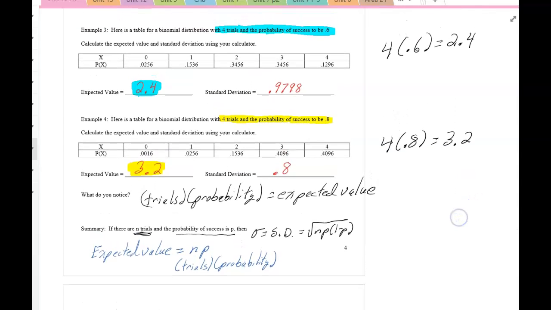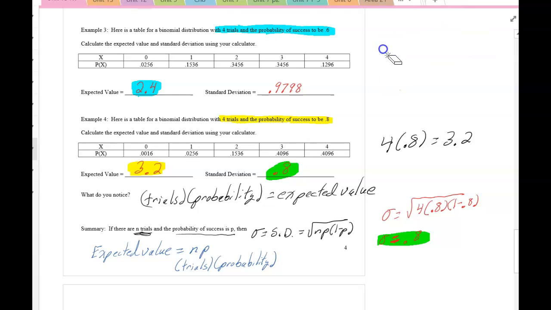So in example 4, if I wanted the standard deviation, the standard deviation would be the square root. There were 4 trials. The probability of success is 0.8, and then 1 minus 0.8. And if you do this on your calculator, you will get 0.8, which was the answer that I'm highlighting in green. And let's just verify it works again. So let me erase this expected value here.